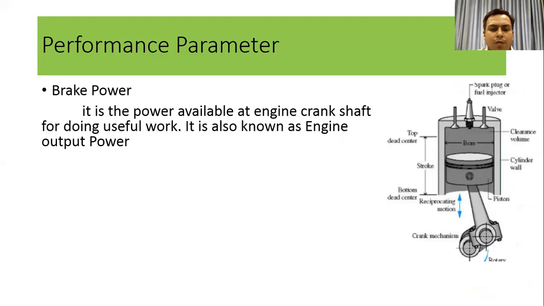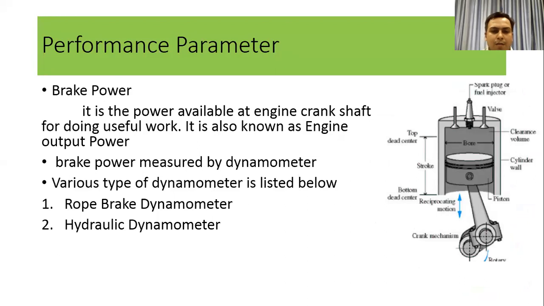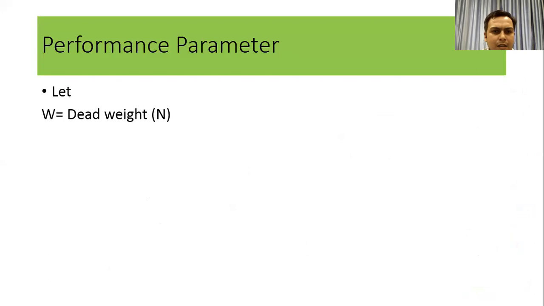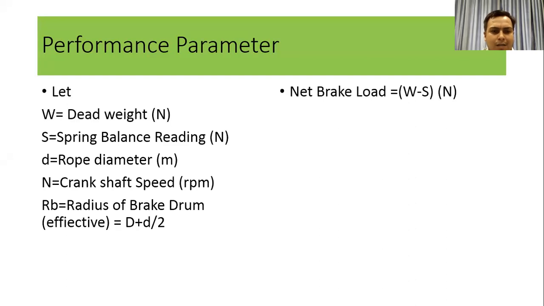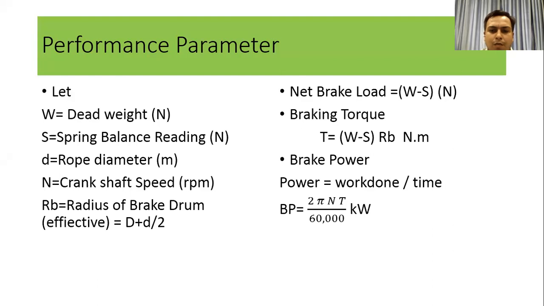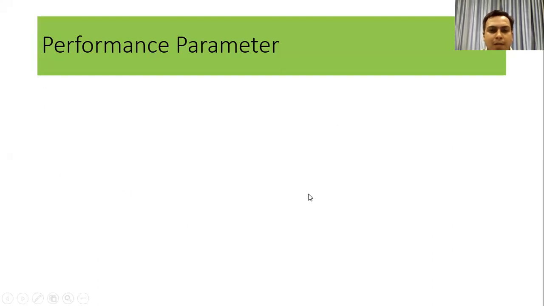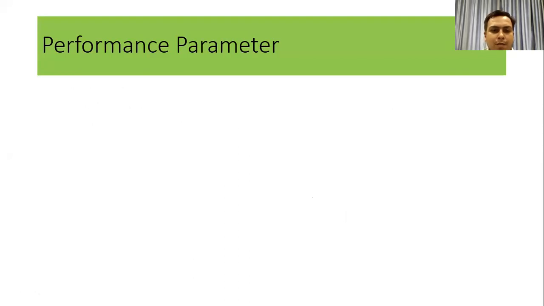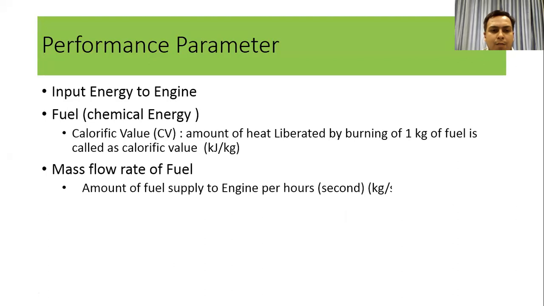Then we went to brake power. Brake power is measured using dynamometers. Then for the dynamometer, we learned about the different terms associated with dynamometer power measurements. Then we came to the final formula, that is 2 pi N T by 60,000. Again it is expressed in terms of kilowatt. Then we introduced a new term, that is friction power. Then we calculated the input energy.